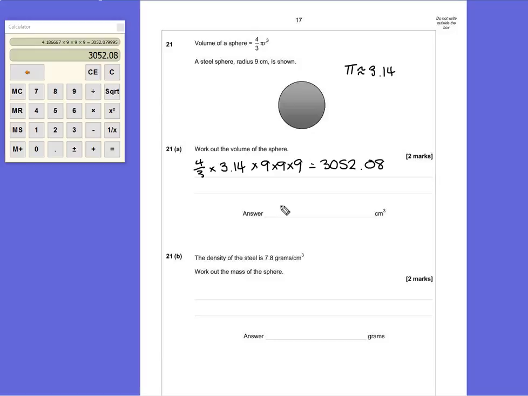So if I round this off to the closest whole number, that would give me 3052. You may have got something a little bit more accurate here, but showing whatever you got in your calculator here should be enough to at least give you your full marks.